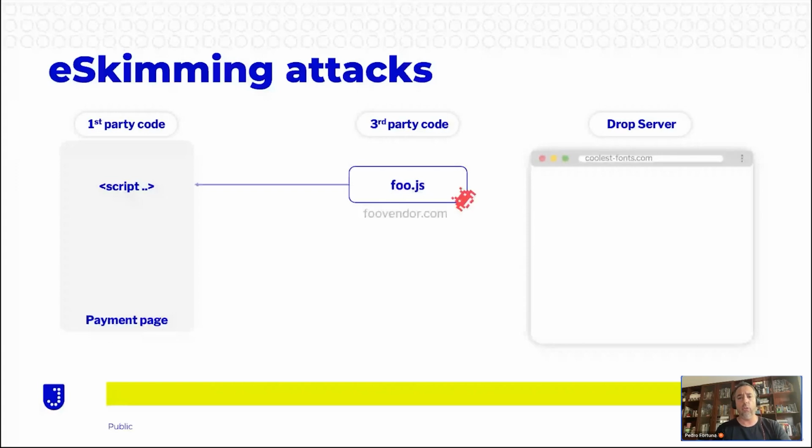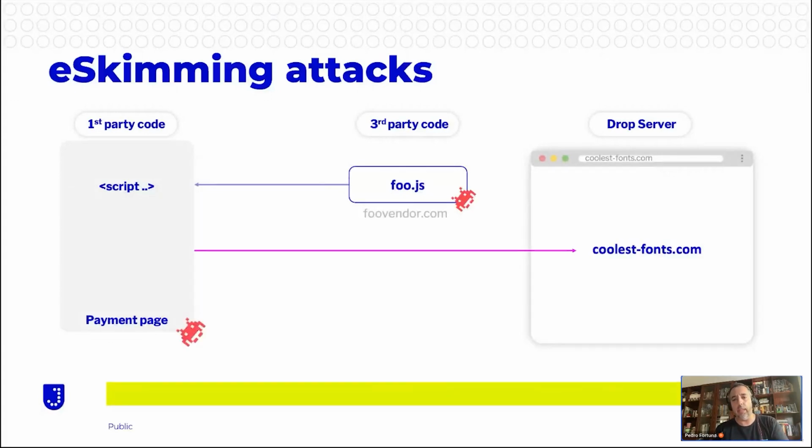Another way to do it, after they have been able to collect that information, usually they exfiltrate this information to an attacker-controlled server, usually to an unsuspecting domain name like Coolest Fonts. So it's hard to spot. It's not visible unless you're looking at the code of the page, and it happens on a massive scale to all your users. By the way, the server to where the information is exfiltrated to is called a drop server.